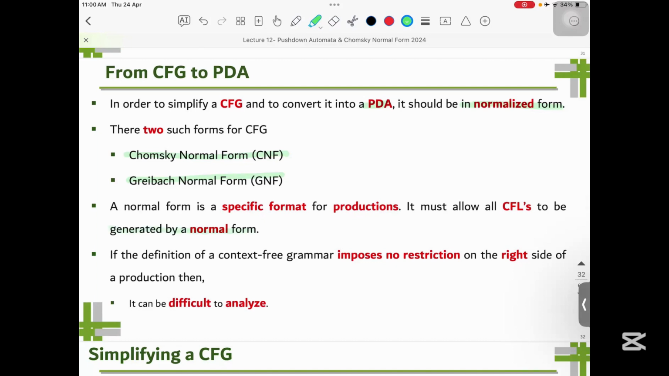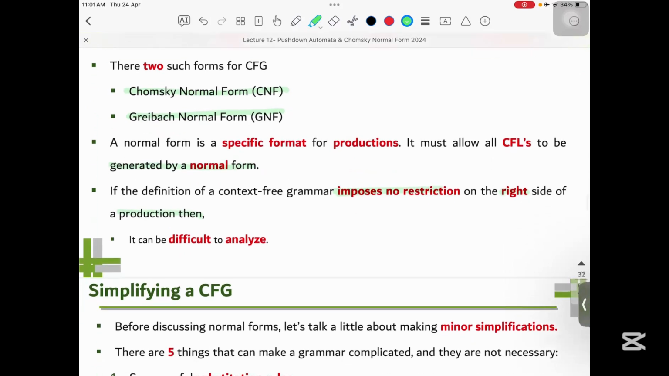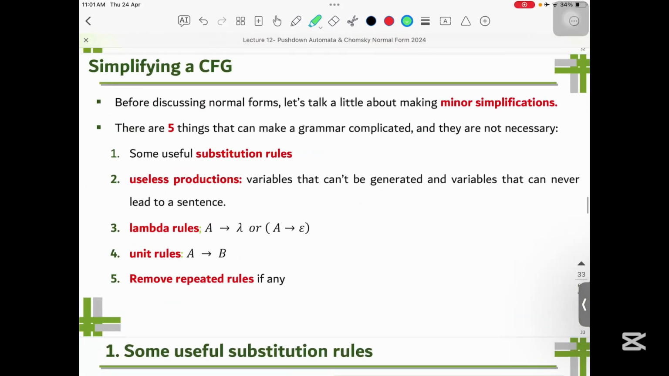Why normal form? Because if it is in the normal form, it is easy to analyze, and it will be easy to generate a PDA. In the definition of context-free grammar, we didn't apply any restriction on the right hand side. The only restriction is on the left hand side, where there will always be one non-terminal. If it is not in the normal form, sometimes it will be hard to analyze. So that's why it is better to first convert it into the normal form.